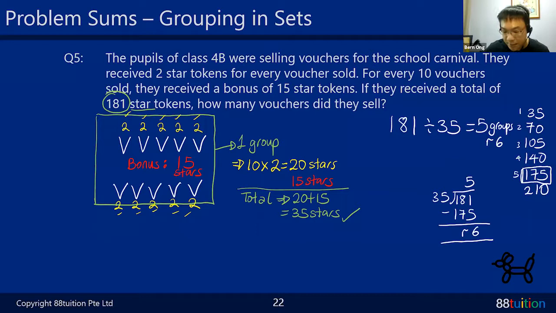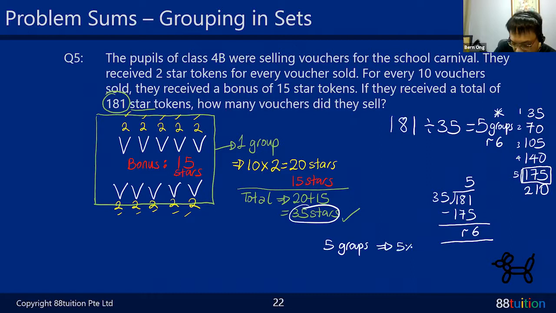But how many vouchers are we talking about? Look, one group got how many vouchers? One group got 10 vouchers. Sorry, I miscalculated. So this one group got 10 vouchers. Okay, let me write it down. So if there are five groups, it will be five times what? Five times 10 will be 50 vouchers. All right, you got 50 vouchers.